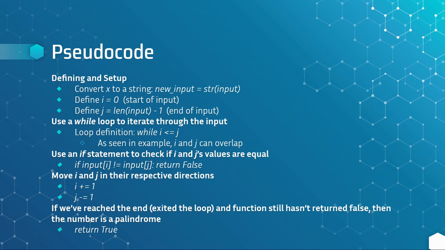We use an if statement to check if i and j's values are equal. If they're not equal, we return false. And we increment i, decrement j. If we reach the end, exited the loop, and the function still hasn't returned false, then the number is a palindrome. We return true.